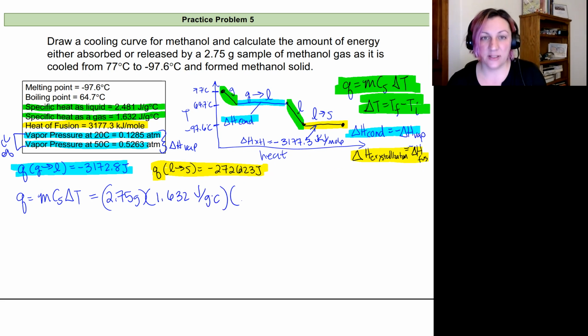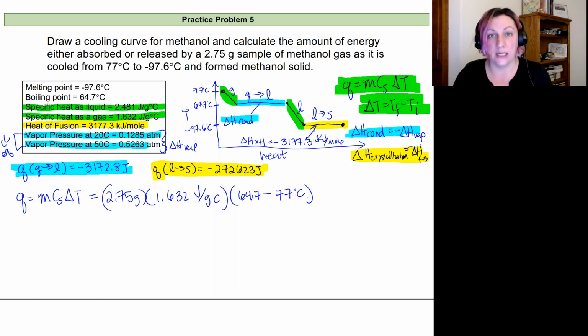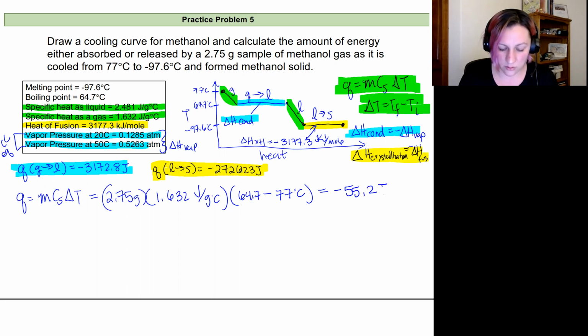So for my gas phase, I'm starting at 77 Kelvin and I'm cooling it until I hit the boiling point where it's going to start condensing at 64.7. So my final temperature is 64.7 minus 77 degrees Celsius. And I should get a negative number here because I'm cooling it. I should see a decrease in my temperature. And that'll give me a negative value for my heat, meaning that heat is going to be released rather than absorbed by this system. All right, just plugging this into my calculator, I get a value that's negative 55.2 joules.